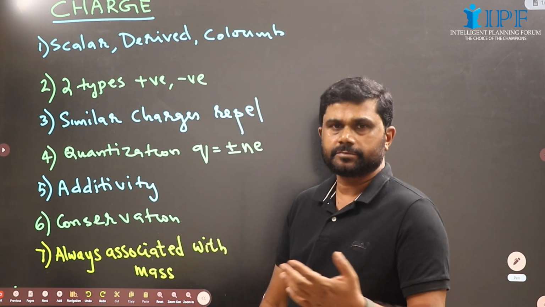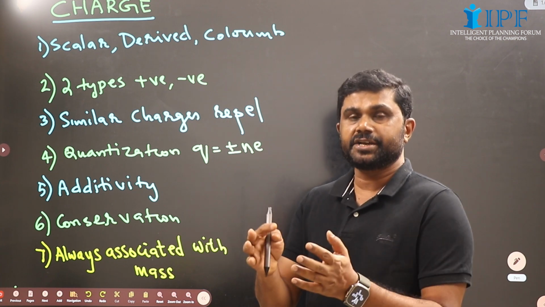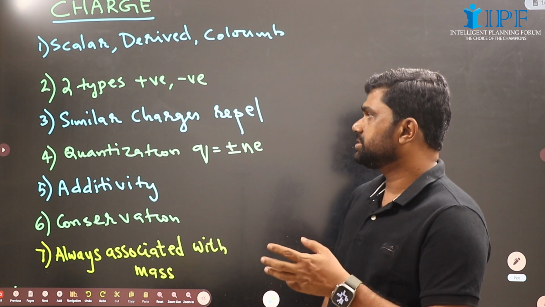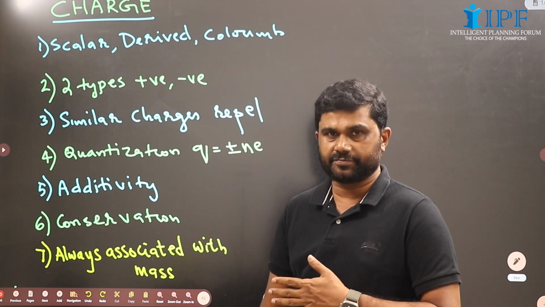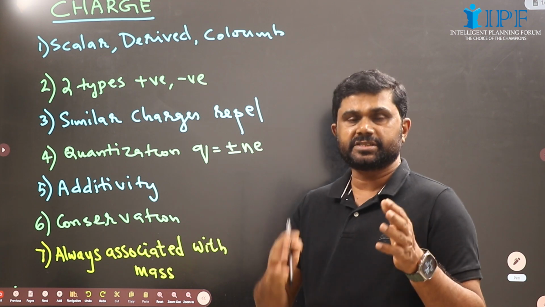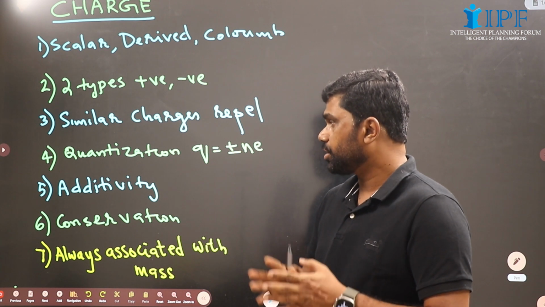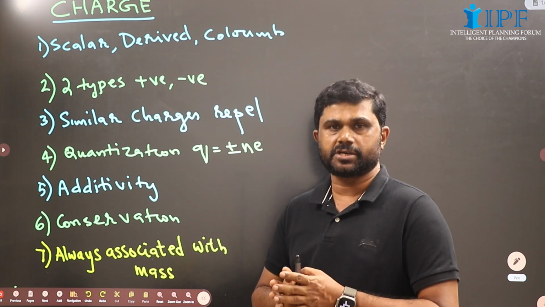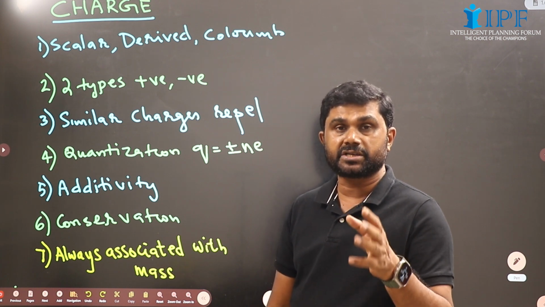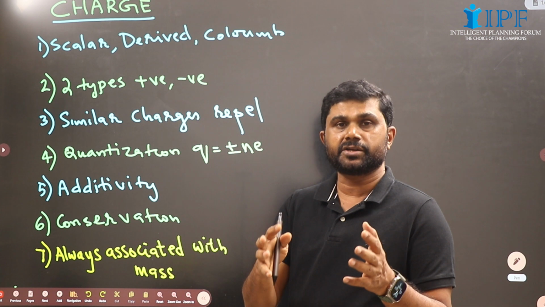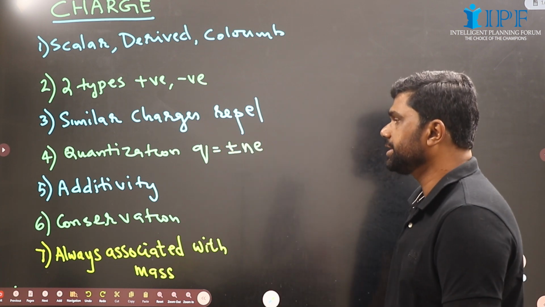It is a scalar and it is a derived quantity in the SI system, and its SI unit is Coulomb. Next, unlike mass, charge can be of two types. It can be positive or negative. Similar charges repel and dissimilar charges attract. Next, quantization of electric charge means the charge on any body will be an integral multiple of a basic unit, that is the magnitude of charge on an electron. So we can write Q equal to plus or minus ne.